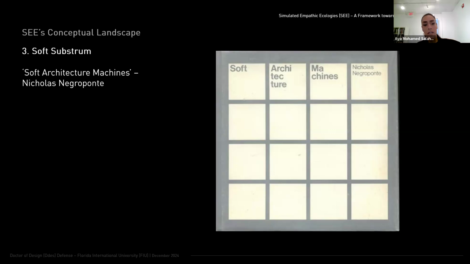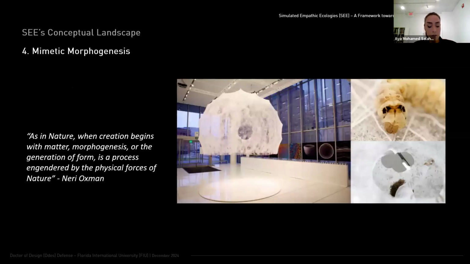And he concludes the book with this idea that man will be living in an intelligent machine, a physical cognitive environment that can immediately respond to our needs and whims. So again, I'm basing a lot of the thinking within the framework on these foundational thinkers.